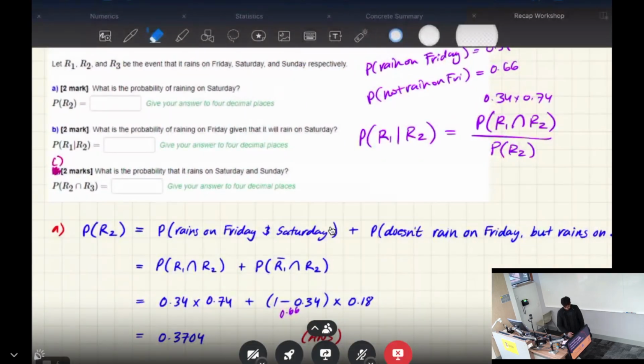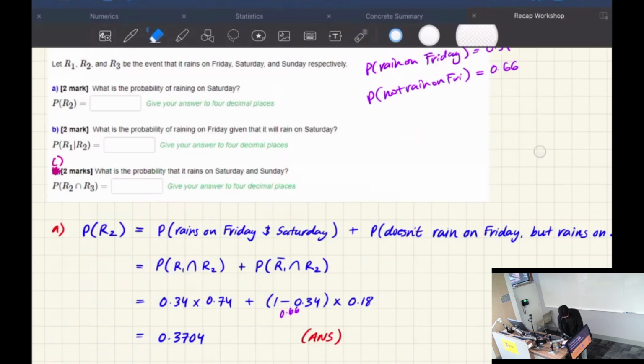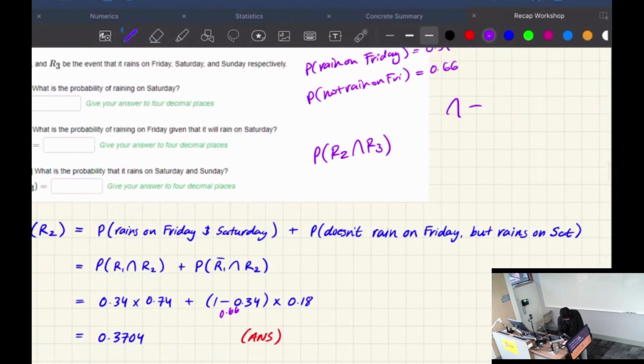Last part. What is the probability that it rains on Saturday and Sunday? So Saturday and Sunday, we're trying to find. And yeah, that's and. By the way, this over here means and. This one means or. This is our intersection, and this is union.